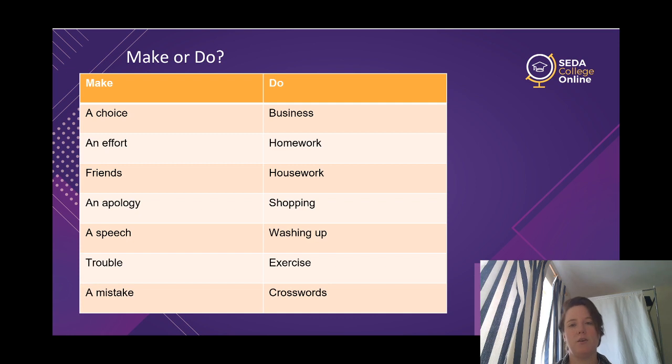Now, make or do. One of those two confusing verbs in English. So we're going to look at a few examples using make or do. Let's start off with make. So you make a choice, you make an effort, you make friends. So you make friends every day or however you do it. You make an apology, so that's to say sorry. You make a speech, especially if you're a politician. You make trouble. And you make a mistake.